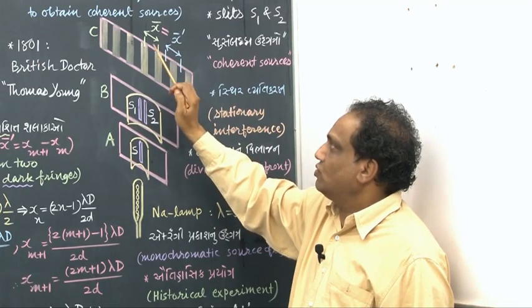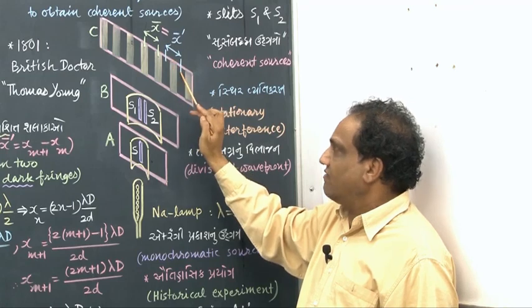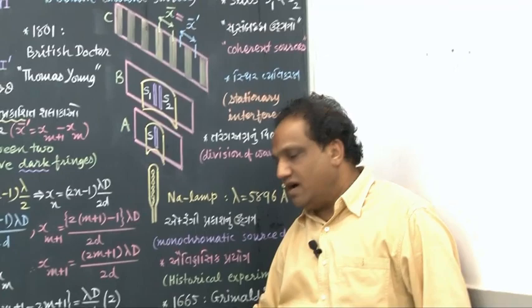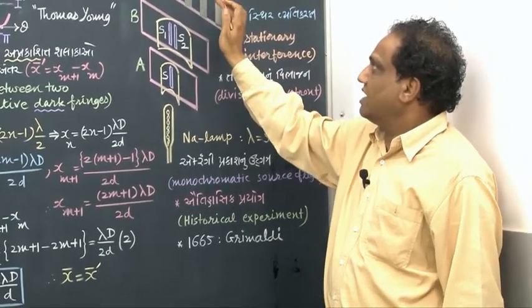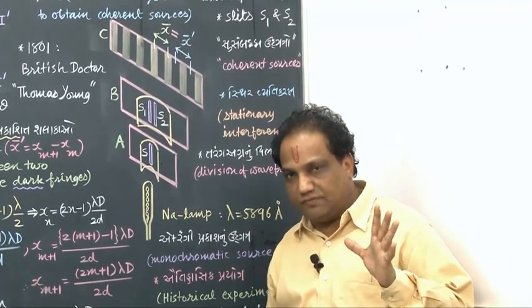And the distance between two consecutive bright fringes, suppose it is x bar. The distance between two consecutive dark fringes, I am taking x bar dash. Just now we have proved that x bar equals x bar dash. Okay, let me repeat the last explanation.